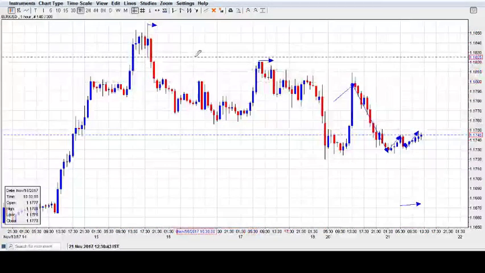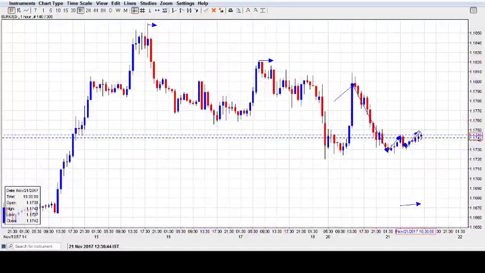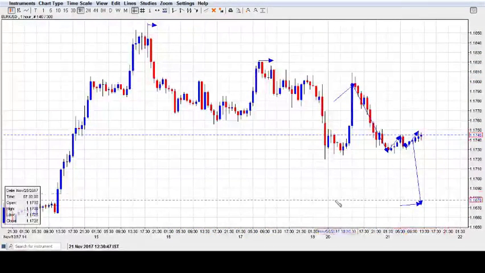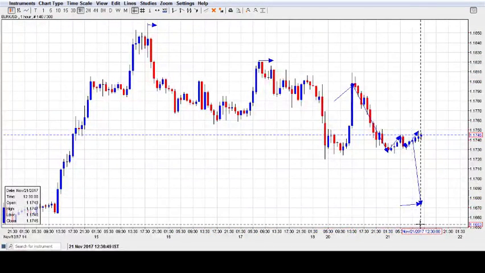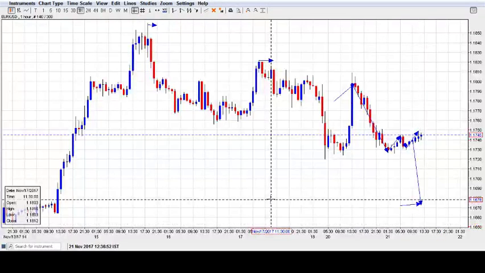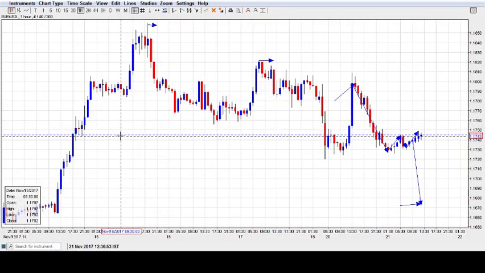So the trade continues to be on the short side for now. The target remains around 1670. Please take your profits around those levels or just ahead of that, and we will come back on this trade in the next session again.